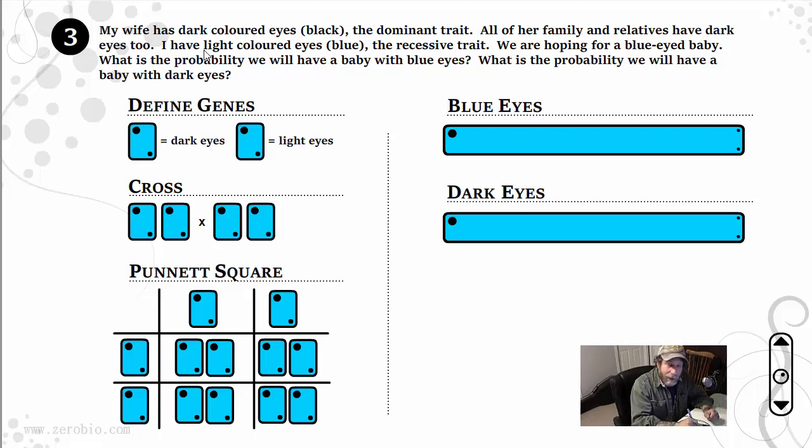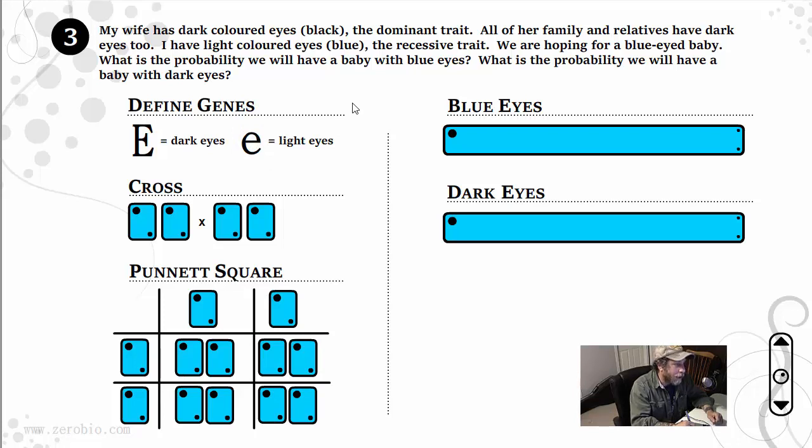I, on the other hand, as you might be able to see, have light colored eyes, they're blue, which is the recessive trait. But we are hoping for a blue-eyed baby. What is the probability we will have a baby with blue eyes, and what is the probability we will have a baby with dark eyes, brown or black or something like that? Well, because dark eyes is dominant, we're going to put a capital E there to represent the dominant gene causing the dominant trait. Light eyes is recessive, so my blue eyes is caused by little e.